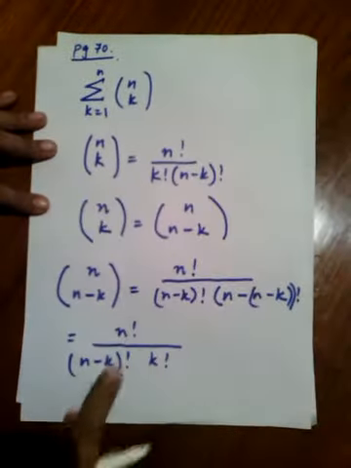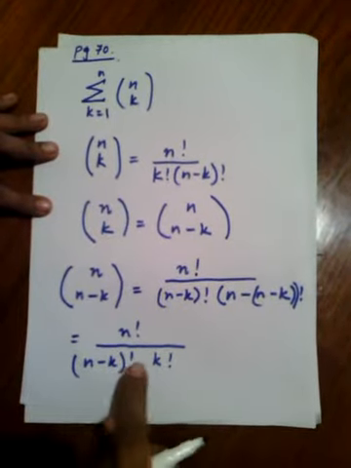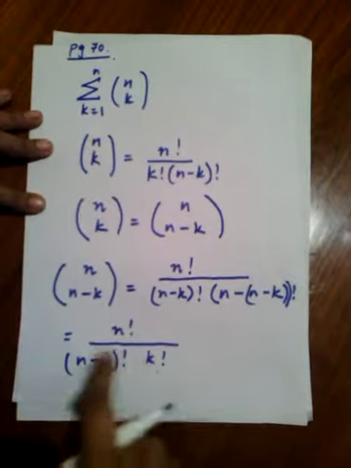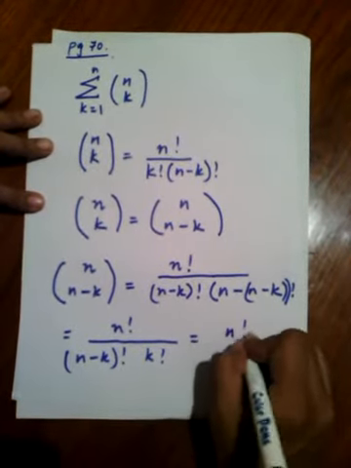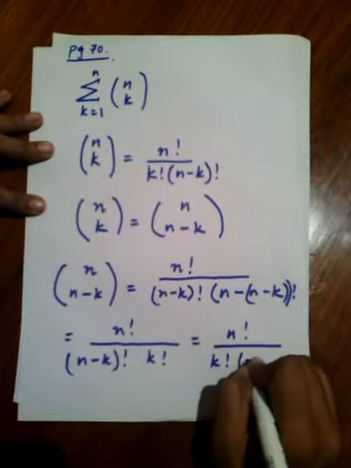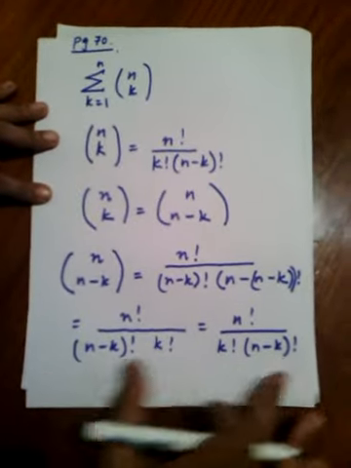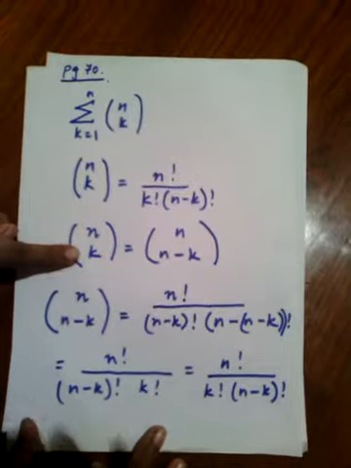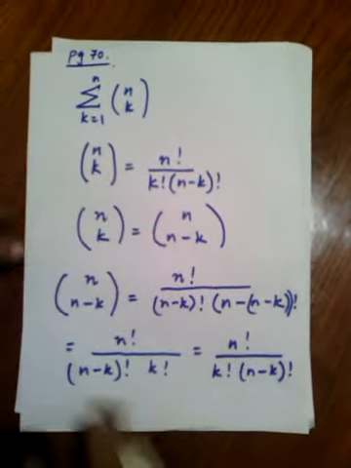So it's actually identical to this number. This is a number, and this is the same number, because instead of n minus k factorial first, I could put it second, and I could put k first. So this is nothing but n factorial divided by k factorial times n minus k factorial. So you see the left-hand side and right-hand side are the same, which essentially means that n choose k is the same as n choose n minus k.